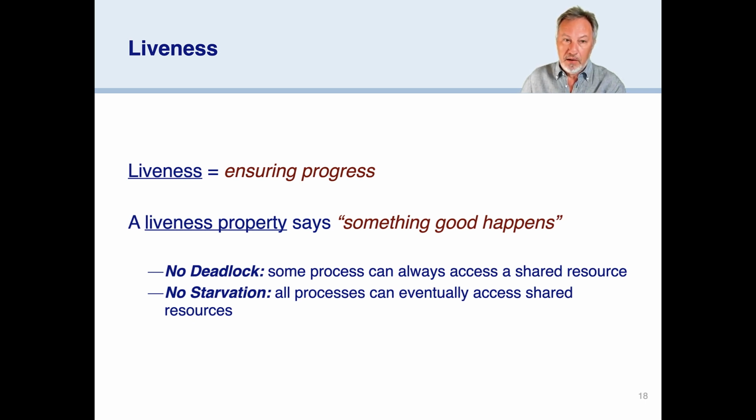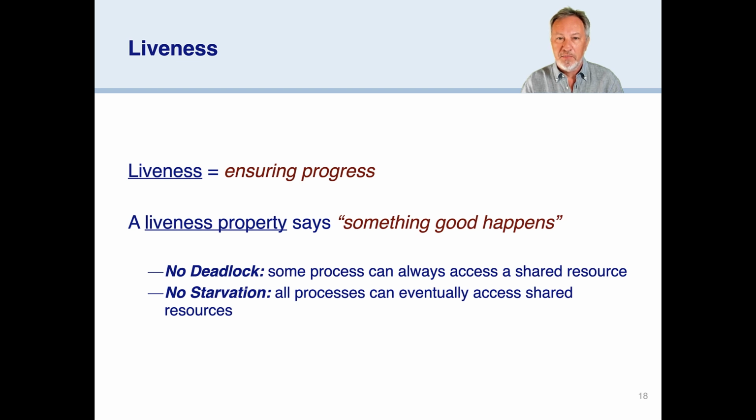Liveness is a way of ensuring progress. So if safety says nothing bad happens, liveness says something good happens. Now, consider the most trivial way of ensuring safety. If I have multiple processes trying to access shared resources, I can trivially make this program safe simply by not letting any process do anything.